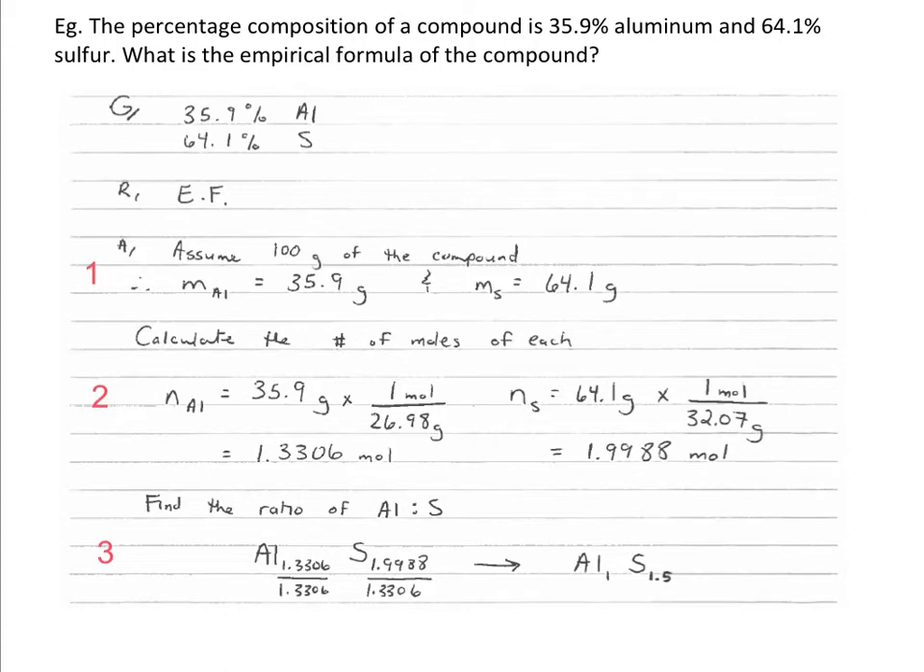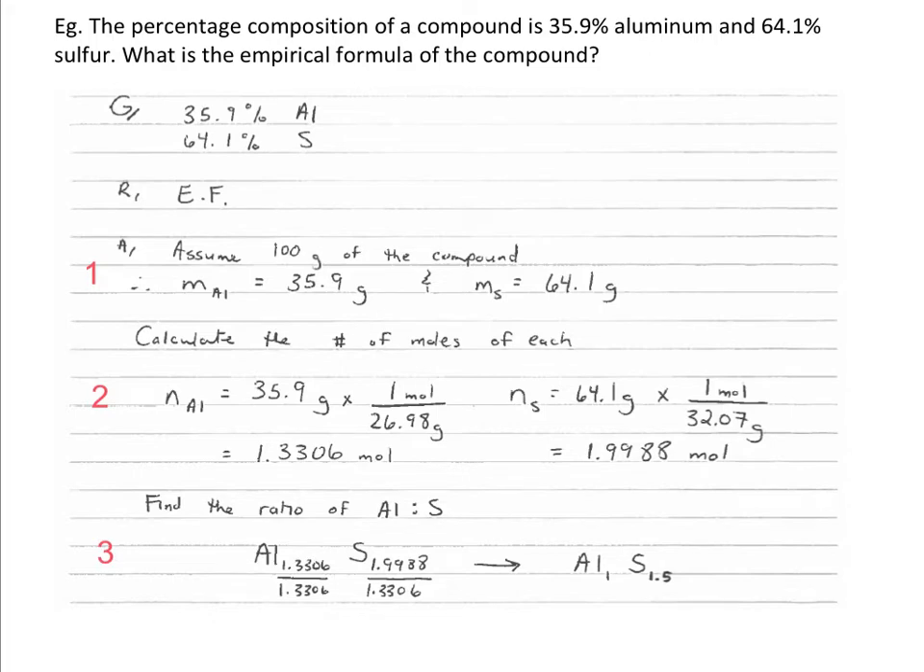the elements involved. And then in step 3, when we find the ratio, we are going to take our number of moles and we're going to divide by small. And what that means is we're going to divide by the smallest number of moles, which in this case is the number of moles of aluminum. And so we'll divide all of the number of moles by the number of moles of aluminum because it is the smallest value. And we see here, in doing that, we get a 1 to 1.5 ratio.